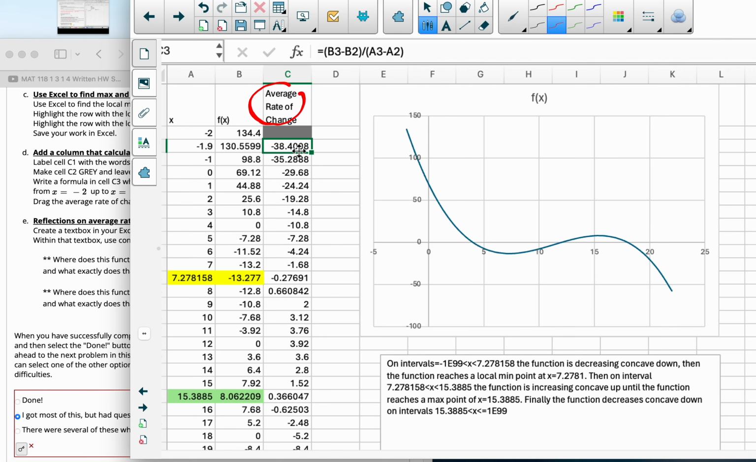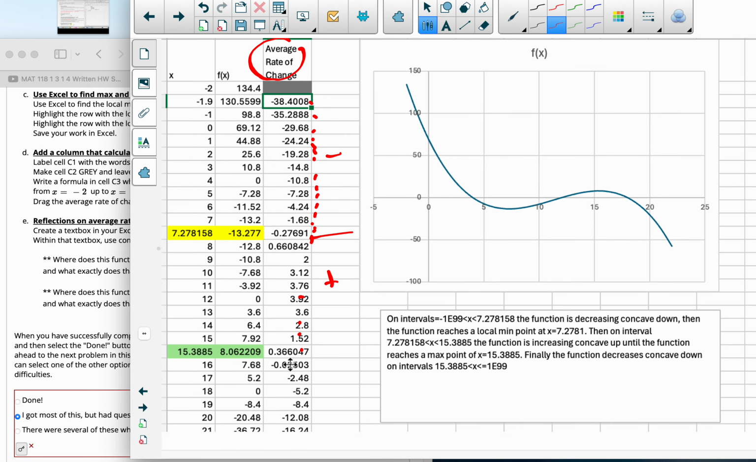So this rate of change is negative, negative, negative, all the way up to here where it changed, so it's negative. Then it changes here to positive, positive, positive, all the way down to here, right? And now it starts to be negative again, your average rate of change.